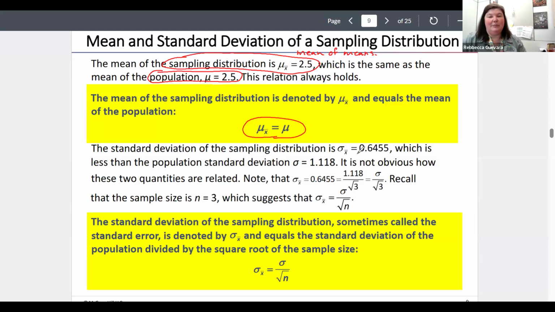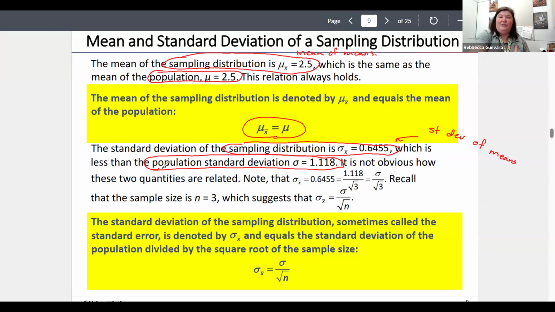The standard deviation of the sampling distribution. So the standard deviation of the means is 0.6455. If you're talking about the population standard deviation, looking at the 1, 2, 3, and 4, the individual die rolls, we got 1.118. So it's not very obvious what the relationship is, but remember when we did these samples, or these means, we were looking at samples of size 3, right? Because we're collecting 3 points.